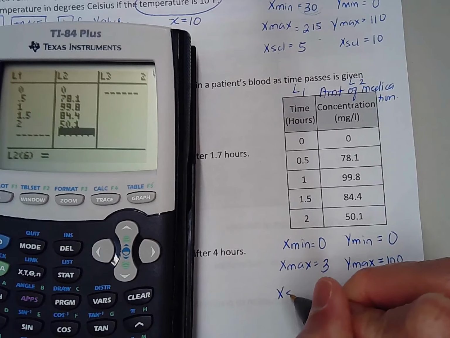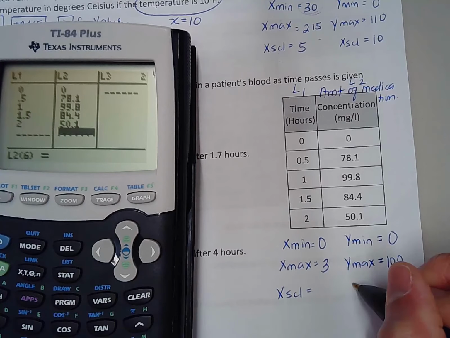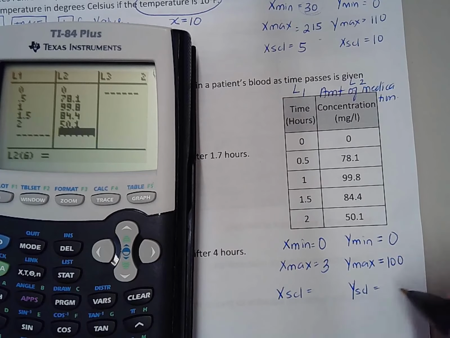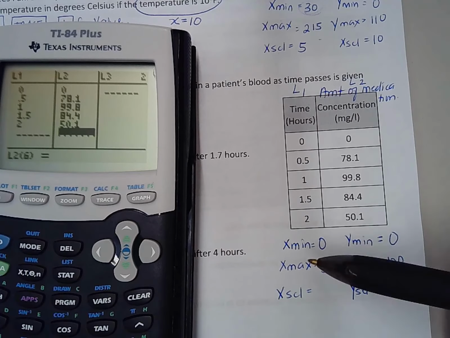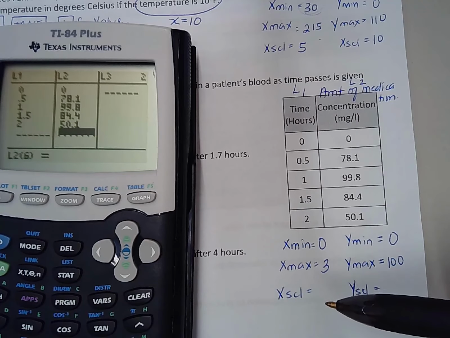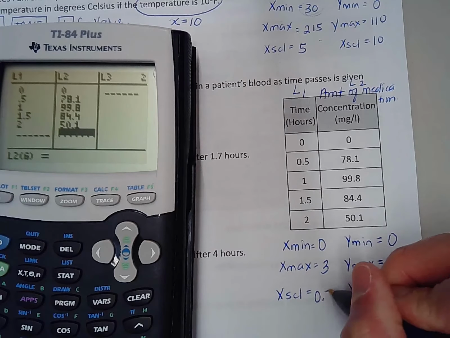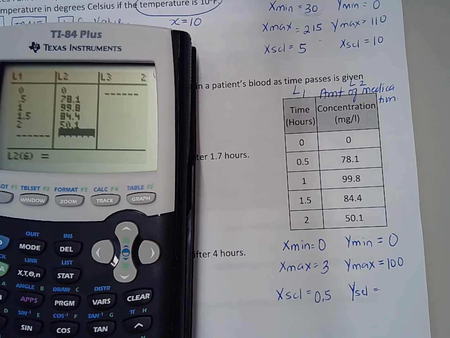We can just pick a scale. Scale doesn't really change anything. The only thing it changes is the number of tick marks on your grid. So looking at the X, what do you think our X scale should be? 0.5? Yeah, you can go 0.5. That's okay. That means every tick mark is 0.5. What about the Y? 10 or 5? Somebody says 20.